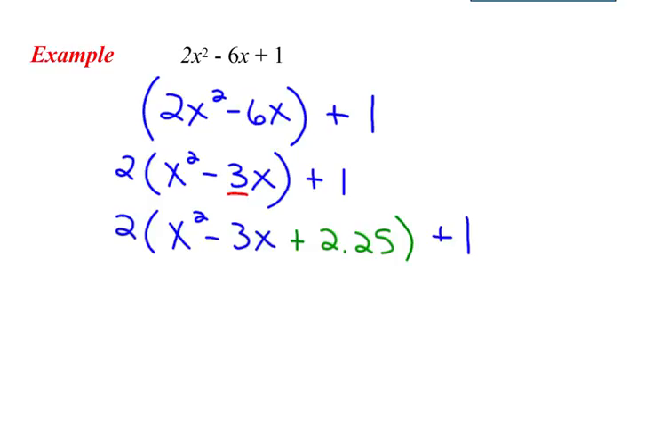Now, here's where things change again. We added 2.25 right there in green, or at least it looks that way. But we actually didn't add 2.25 because this 2 out in front is being multiplied by that 2.25. So really what we added on was 4.5 because 2 times 2.25 is 4.5. So that's what we added on to that part. Then that's what we have to subtract onto the end. So minus 4.5. So we are still adding 4.5 and subtracting 4.5, which is like adding 0, which we're always allowed to do.